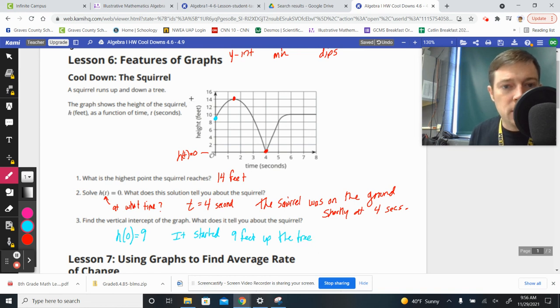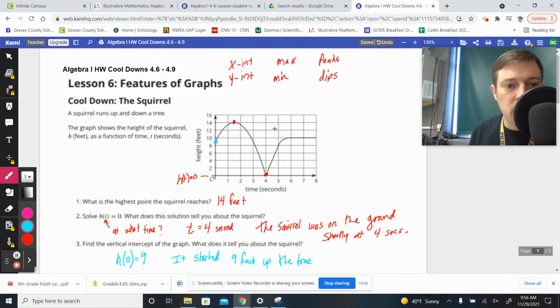And there we go. That's just understanding the features, the little descriptions of the graph. That should help you whenever you're answering questions on quizzes and homework problems.